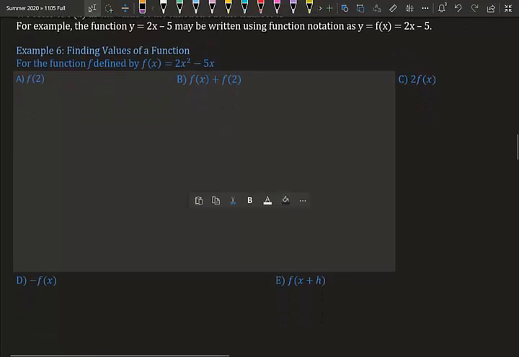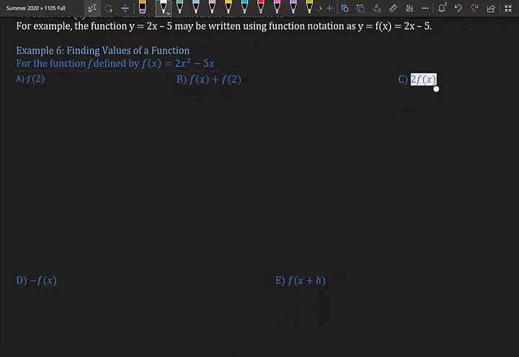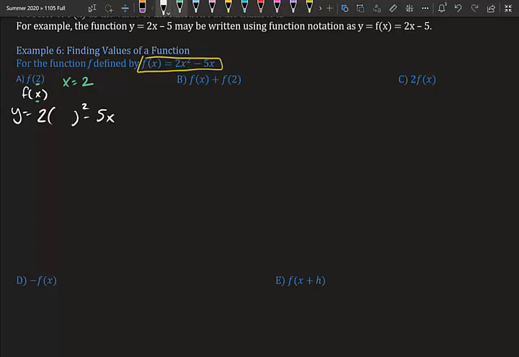Let's find function values. So this usually is f of x. Isn't that where the x is? So we're saying x is 2. That means we're just going to plug 2 into x, into the original equation we're given. So f of x, remember, that just means y. So we have y equals 2 times x squared minus 5x, and in that x, I'm plugging in 2.